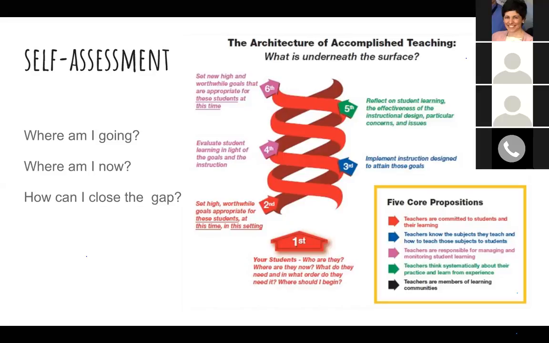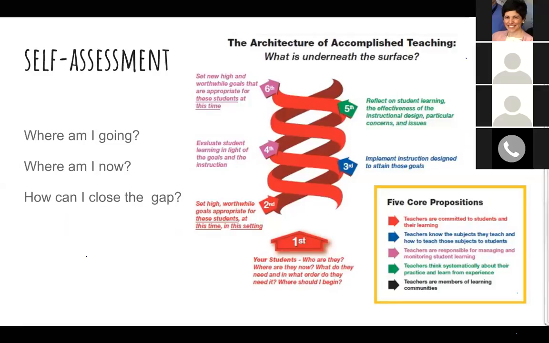The very first step is knowing your students. Who are they? Where are they? What do they need? You can see how that is really a part of what you've already been doing with your group profile and getting to know your students. It's also connected to the five core propositions: teachers are committed to students and their learning. So you can start to see how all of these things really go together.